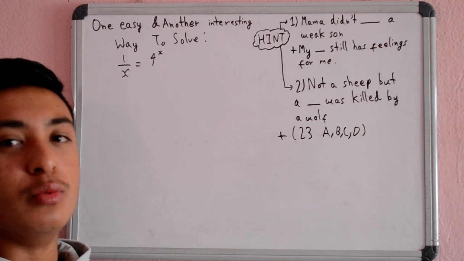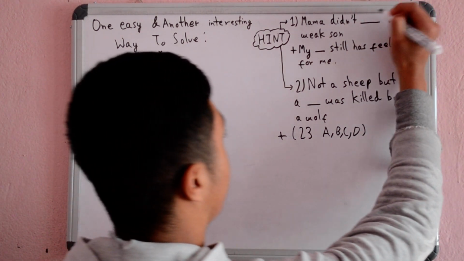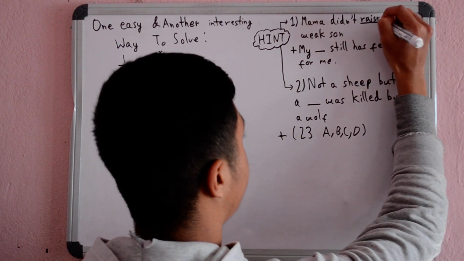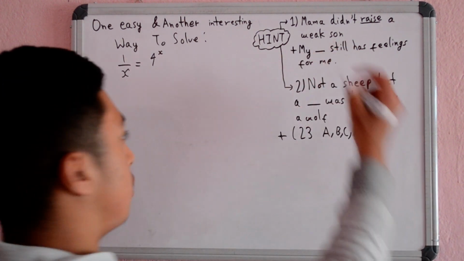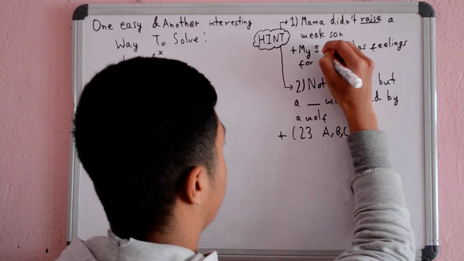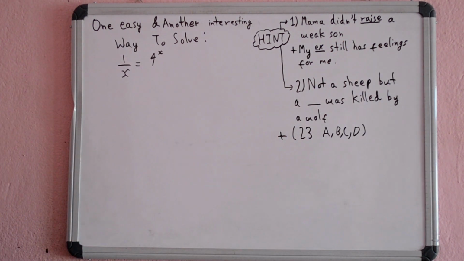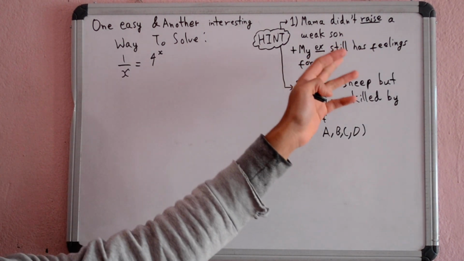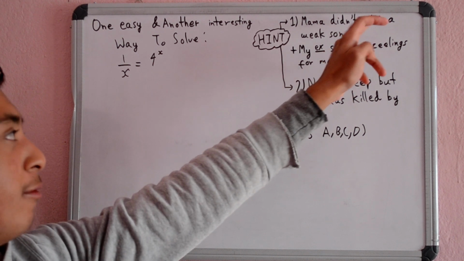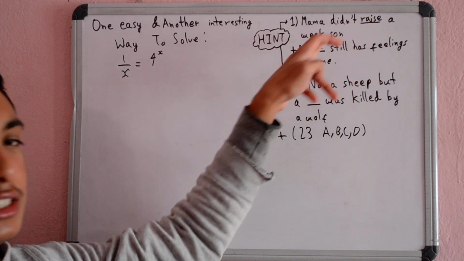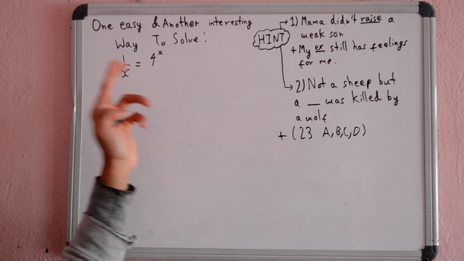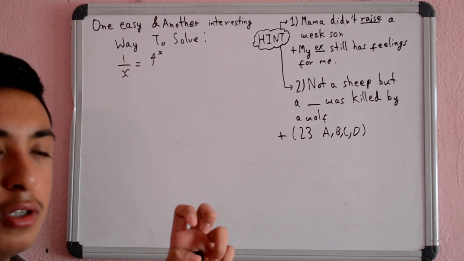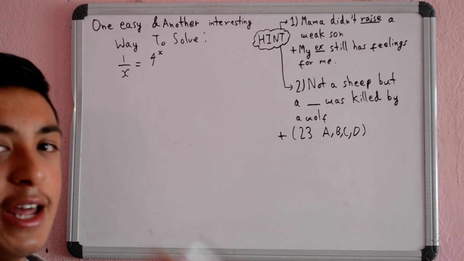Mama didn't blank a weak sun, so it's raise. And my blank still has feelings for me, so if you're talking about x, it's obviously x. Not my x, but somebody's x's, of course, probably. So together you have raise x. So for the easy one, raise x. So you would have to raise power to something related with x.